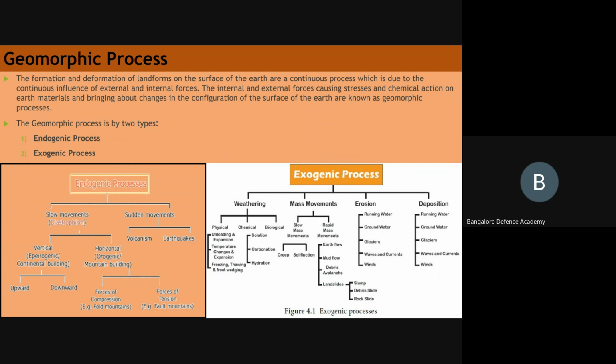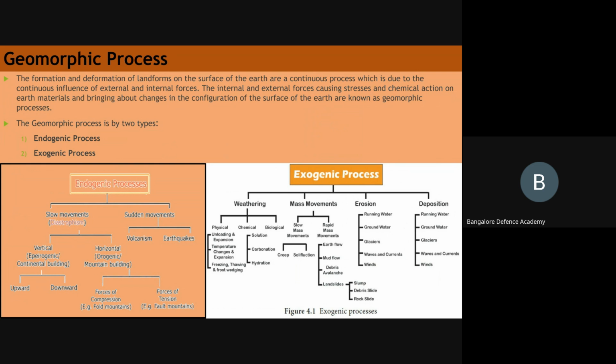That's not vertical, so I go horizontal. If it's vertical, you can see continental building. Horizontal is mountain building. If it's vertical, it can be upward and downward. And the horizontal can be of 2 types. One is called compression and another is called tension.